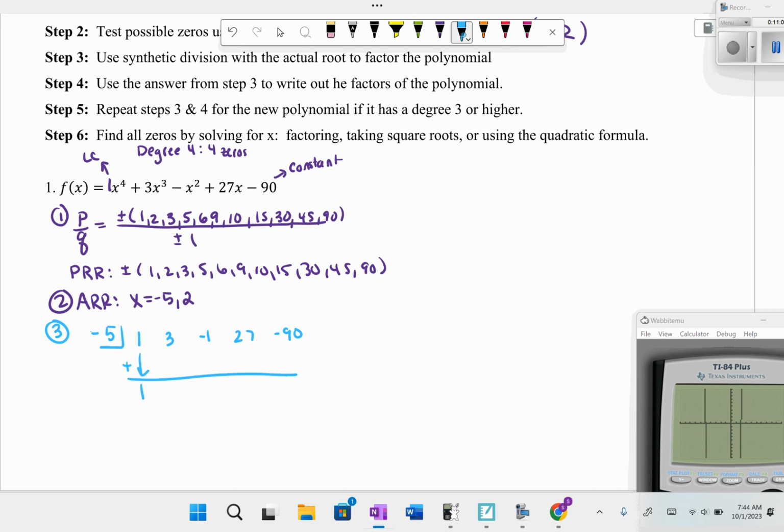We bring down that first term. So 1 times -5 is -5. Add those terms together to get -2. -2 times -5 is 10. Add those terms together to get 9. 9 times -5 is -45. Add those together to get -18. -18 times -5 is +90. And remember, that should always happen to get a remainder of 0.